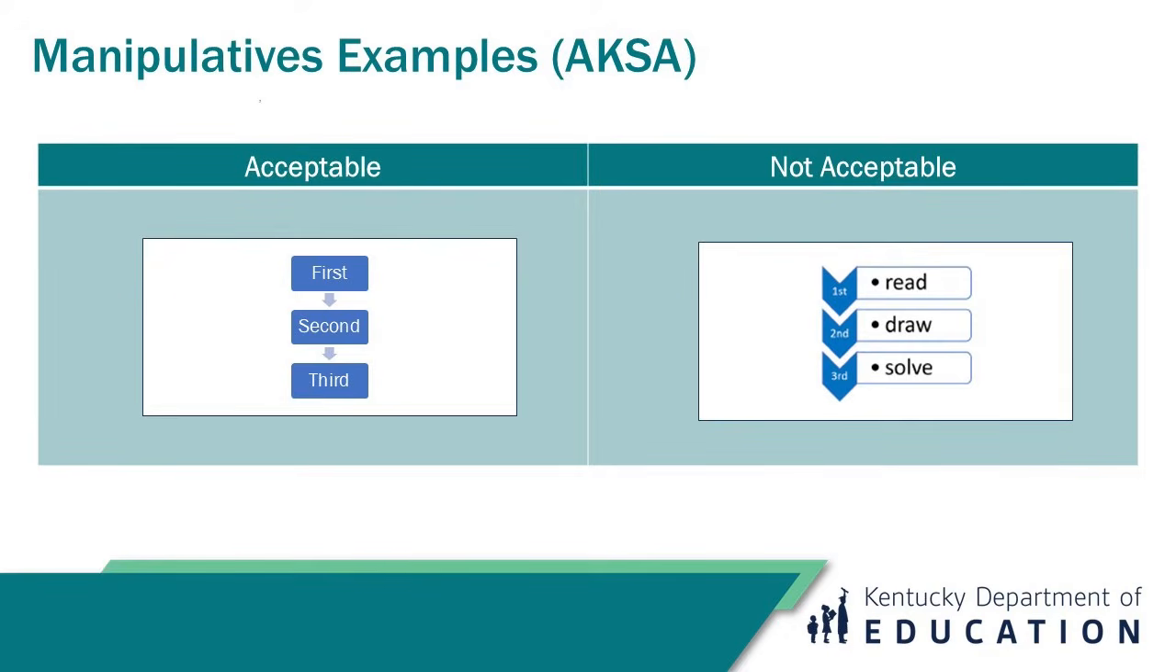Notice the difference between the general KSA note card and the acceptable AKSA note card. The KSA note cards may not have any writing on them at all, but the AKSA note cards can include basic labels. The acceptable note card has the labels of first, second, third, but does not contain actual process strategy labels to help a student solve the problem.